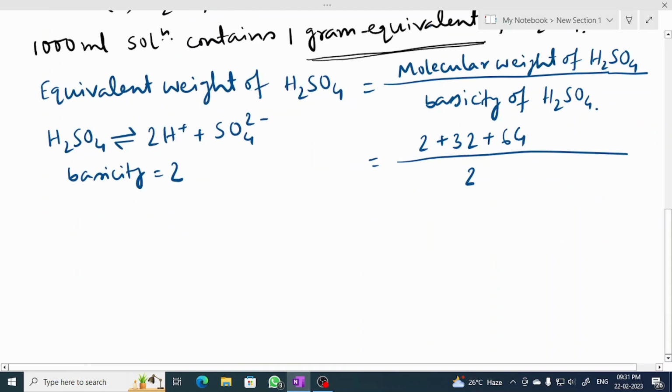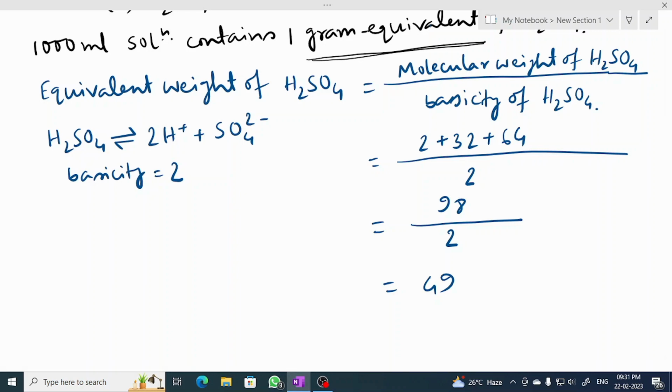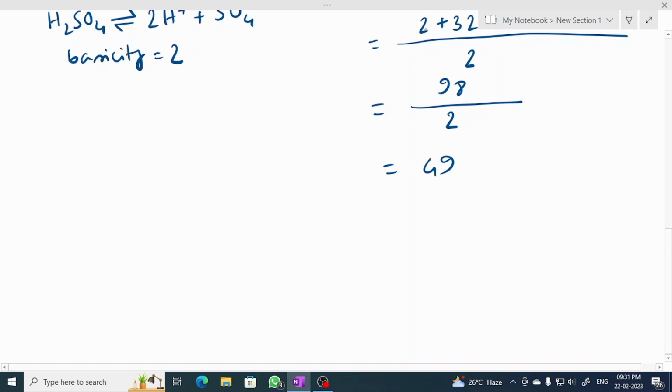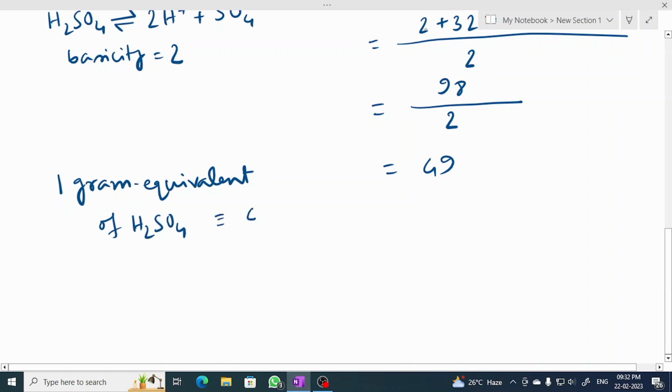So here you can find that equivalent weight of H2SO4 is 98 by 2, that is 49. So equivalent weight of H2SO4 is 49. That means 1 gram equivalent of H2SO4 means 49 gram H2SO4.